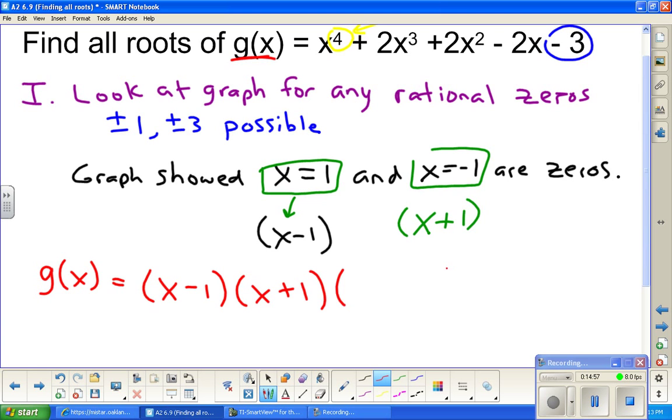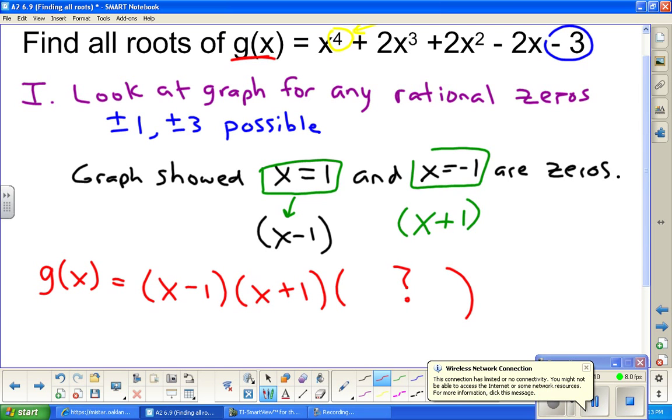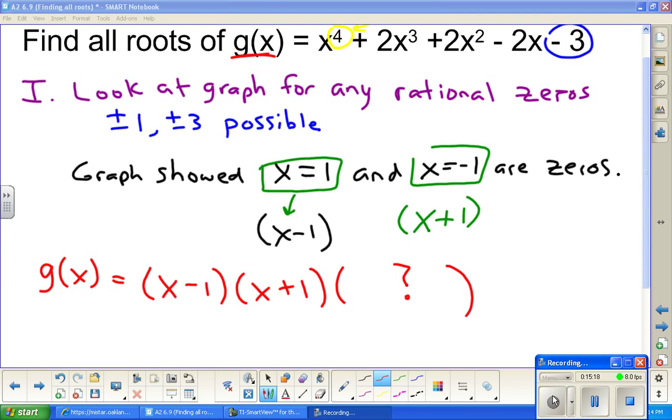There's some other unknown factor out there that we don't know. That's where the other zeros are going to come from. Okay, but we know two of the factors. Here's another thought. We know there's 4 total zeros. We have 2 of them. So we have 2 zeros, so we know 2 factors.